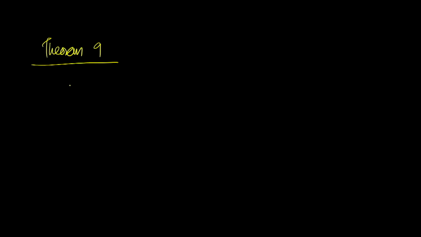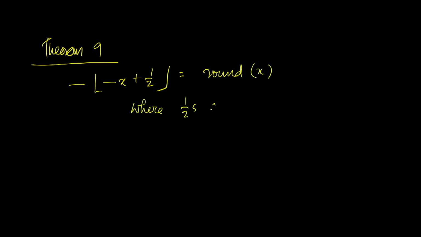Analogously, negative of the floor of negative x plus half is round of x, where halves are rounded downwards. The proof is a dual of the previous one, so I leave it as an exercise.